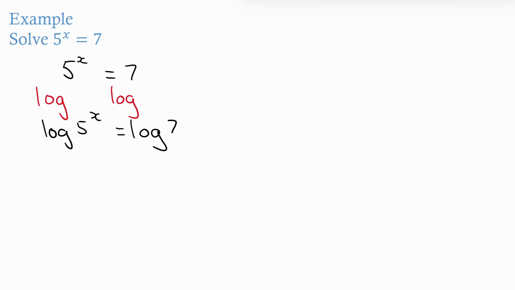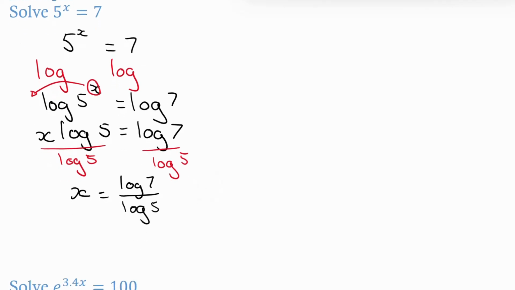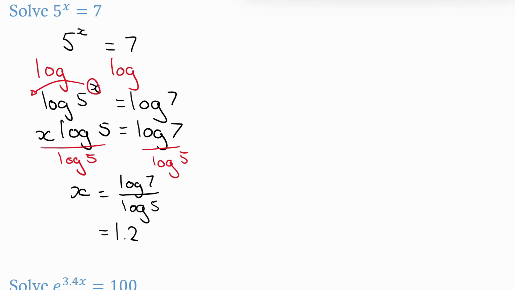Now if you remember your log laws, the x up here can be brought out the front. So that's what we're going to do. We end up with x log 5 equals log 7. We're then going to divide both sides by log 5, and we end up with x equaling log 7 over log 5. If you put that in the calculator, you end up with 1.2.